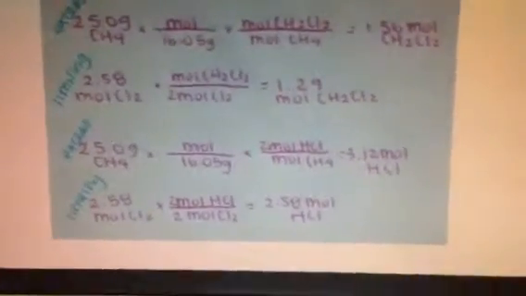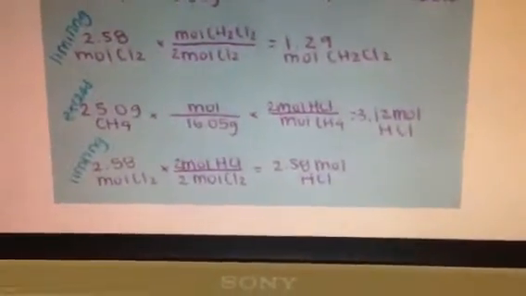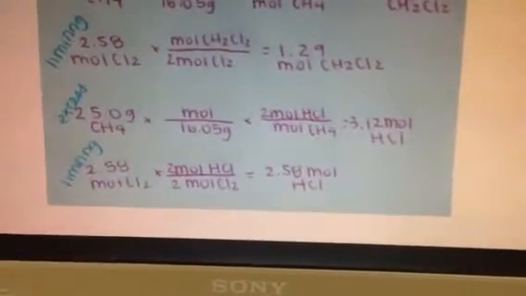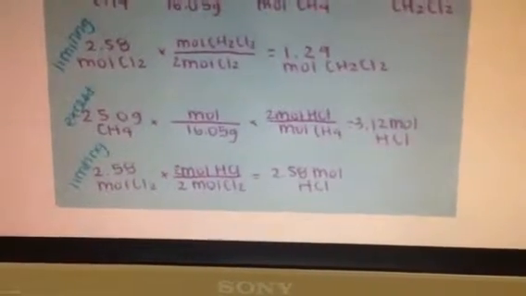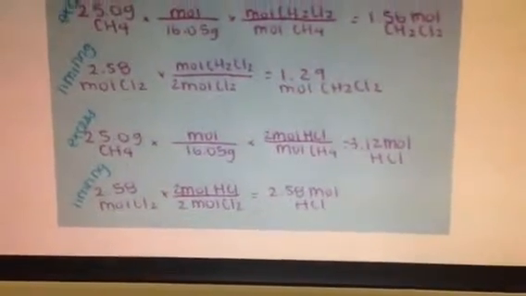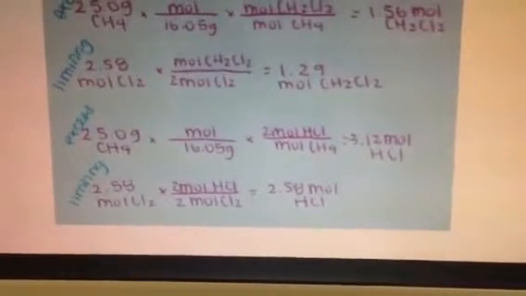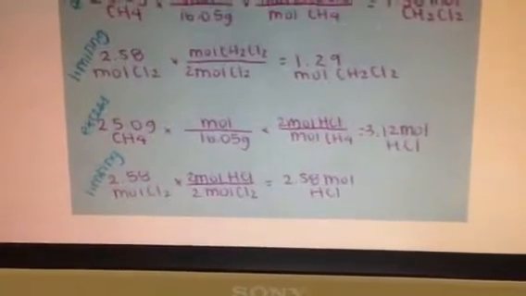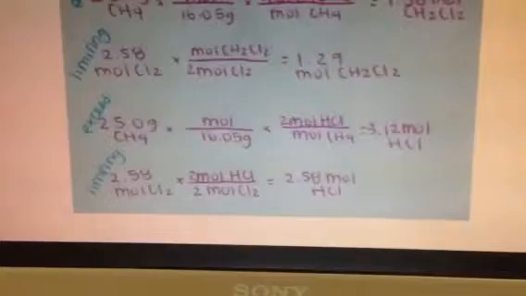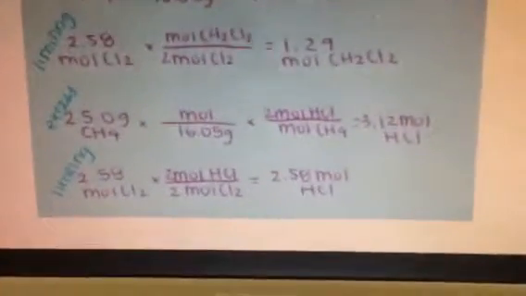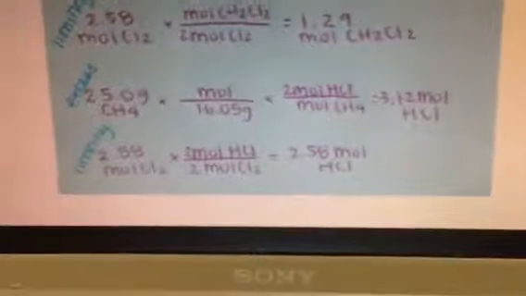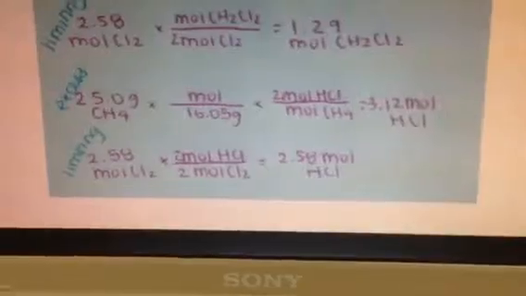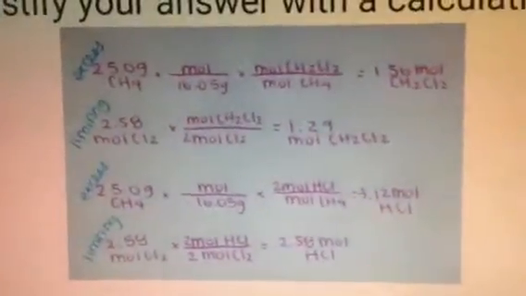first. To confirm this, I also did it with HCl. I took 25 grams of CH4, which was given to us, divided by its molar mass, 16.05 grams, and multiplied by its molar ratio of 2:2 to get 3.12 moles of HCl. I also did the same with the given 2.58 moles of chlorine times its molar ratio, which is 2:2, and that equals 2.58 moles of HCl. So that is obviously smaller than 3.12 moles of HCl, so therefore Cl2 would be our limiting reactant.